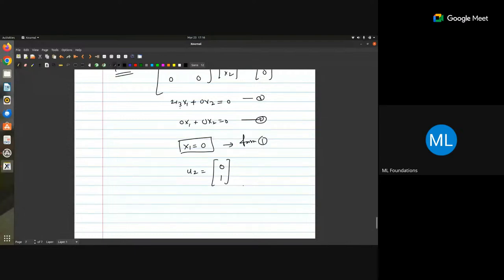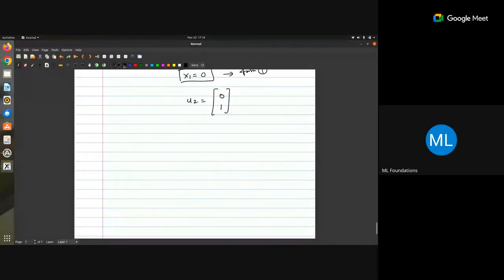Okay, so I have got two things. U1, which corresponds to the largest eigenvalue, is [1, 0]. And u2 is [0, 1], which corresponds to lambda equals 0. Until this point is fine? Yes, sir, fine. Okay, fine.